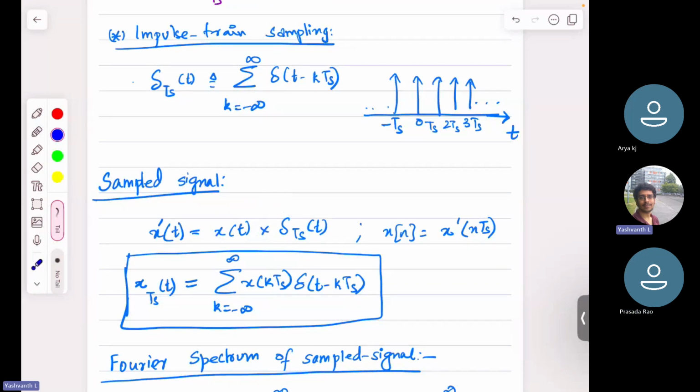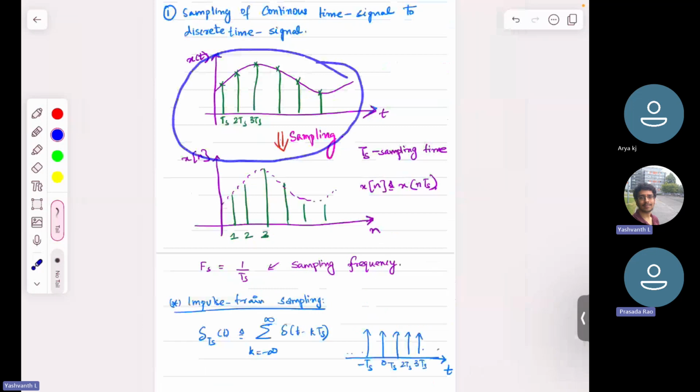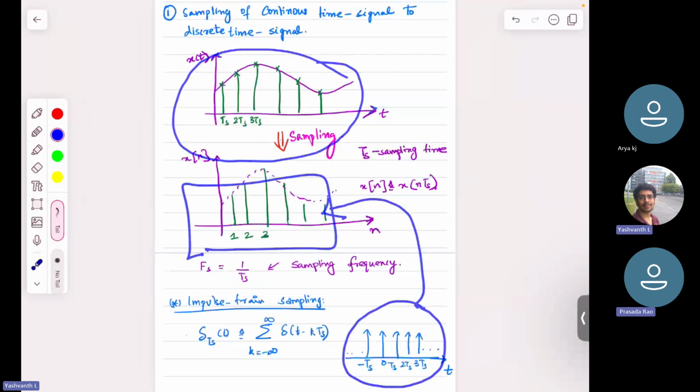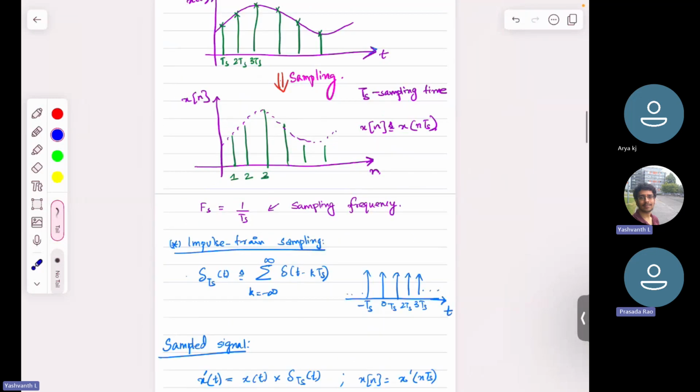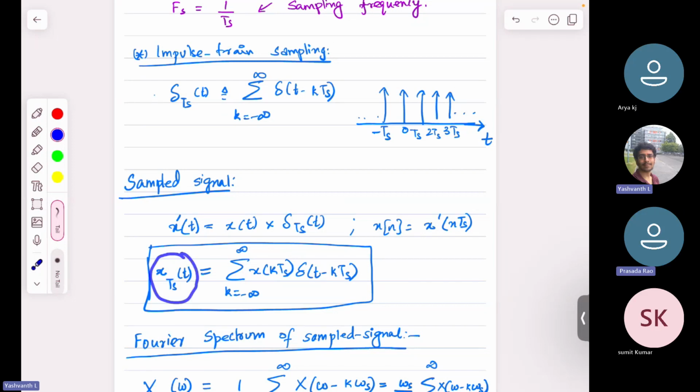Then the resultant signal, for example, if I take this continuous time signal and multiply it with this impulse train, I will get this particular discrete time signal. That is the mathematical way to capture the process of sampling via impulse train sampling. If you do this multiplication, you can show that the expression is x_Ts of t equal to summation over k equal to minus infinity to plus infinity of x of kTs times delta of t minus kTs. The sampled signal is represented as x subscript Ts of t, where Ts represents the sampling time that you have chosen. That is under our control.